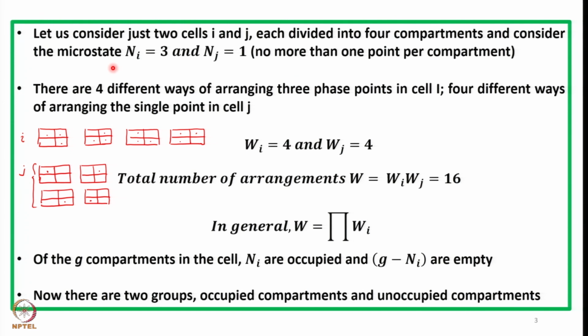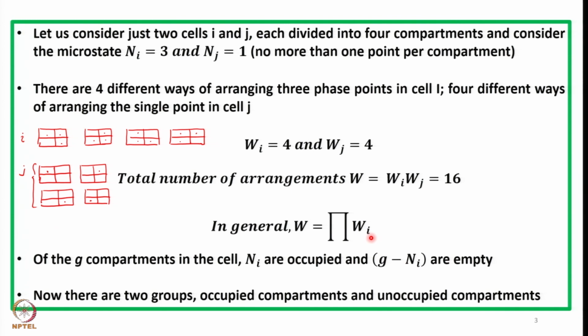That means in general, I can write this weight as the product of Wi. So it depends upon the number of cells: you have I, J, K, L, etc. If you know the weight corresponding to each cell, then you multiply all those, and you get the overall thermodynamic probability. We have talked about 4 compartments in a cell.